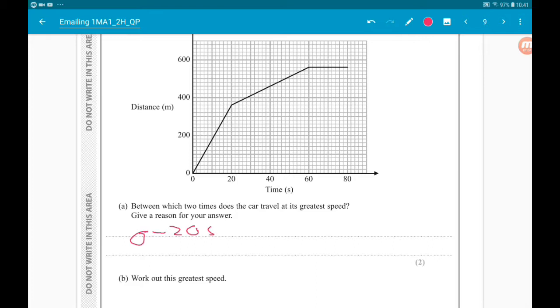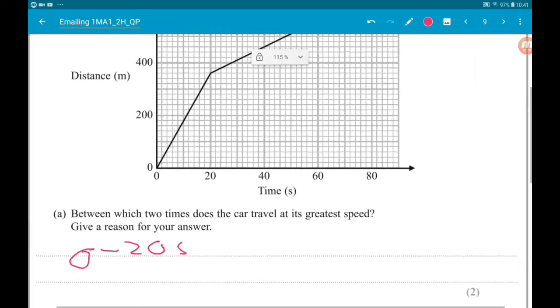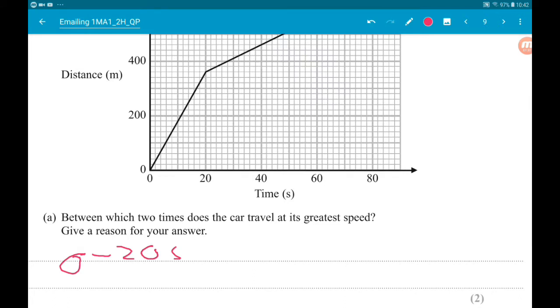And the reason you would put that is that the line has its steepest gradient in this time. Okay, then part B wants us to work out this greatest speed. So the speed, again, is the gradient. Now to work out gradient, we do the difference in y over the difference in time, x, sorry. So difference in y over difference in x.